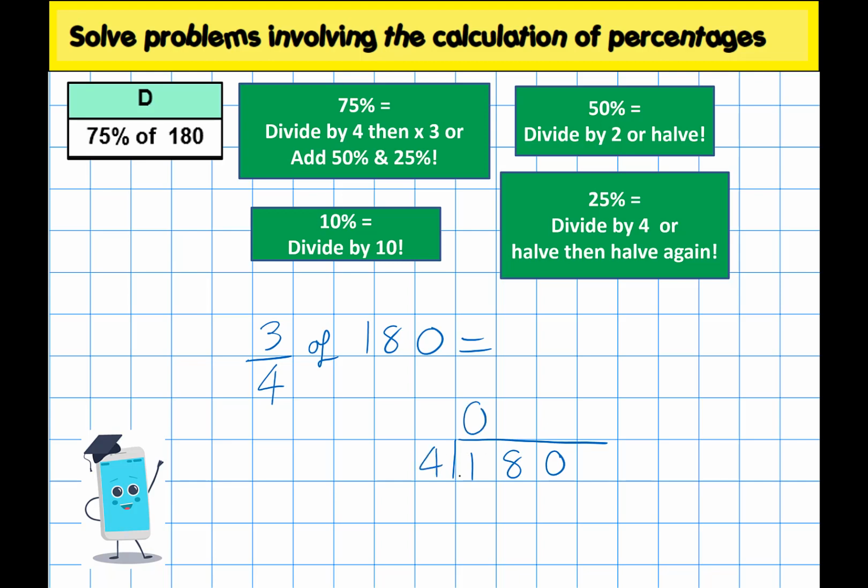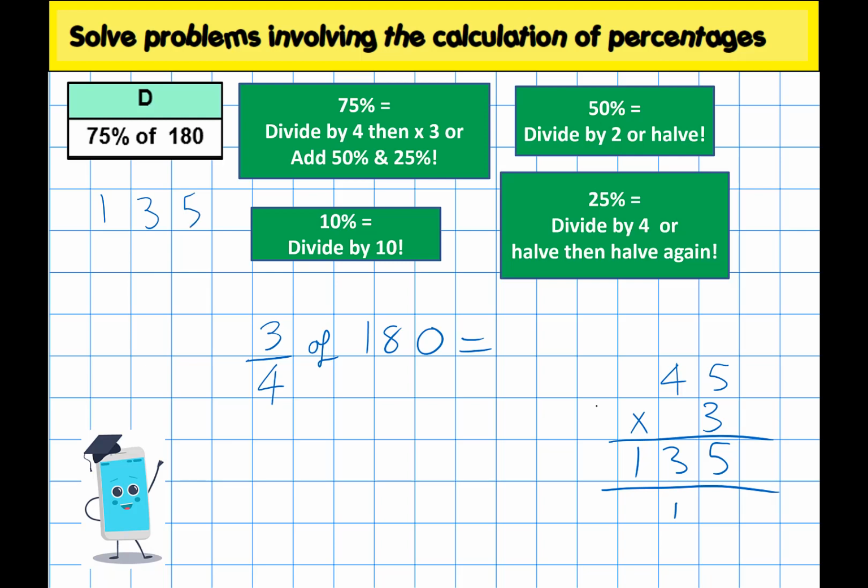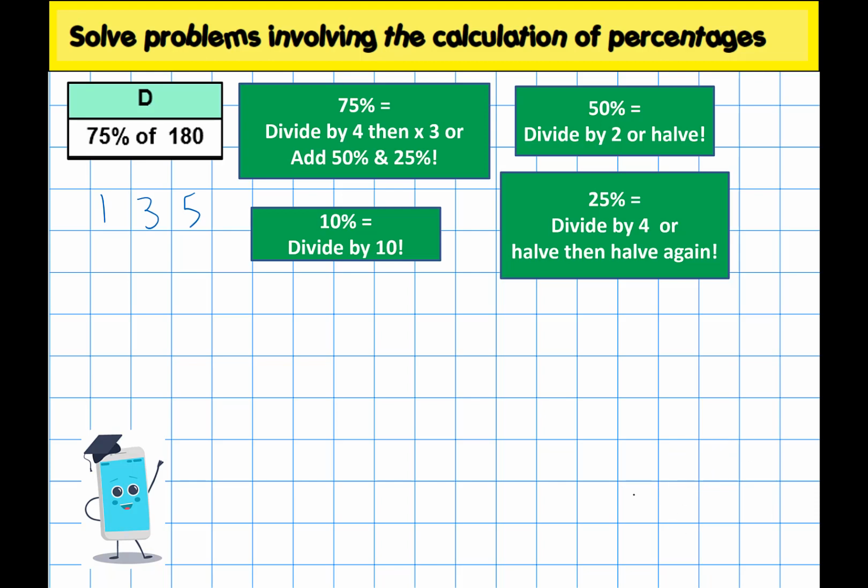4 into 1 doesn't go. 4 into 18 goes 4 times. A remainder of 2. And 4 into 20 goes 5 times. So that's 1/4. And now I need to multiply this by the numerator 3. So 45 times 3. 5 times 3 is 15. 4 times 3 is 12, plus 1 is 13. So I've got my answer here. That's one way to do it. Let's look at the other ways.